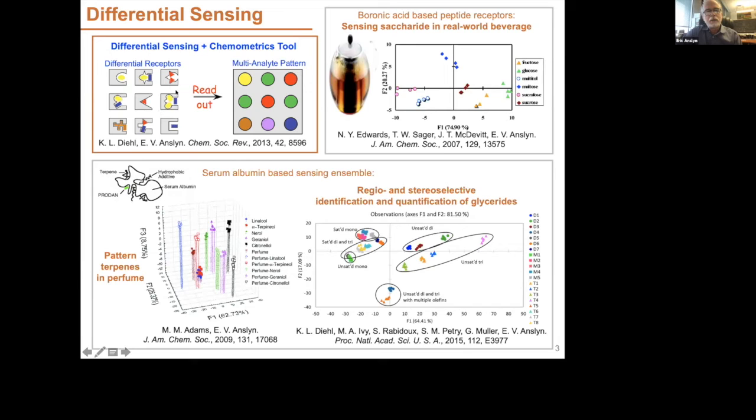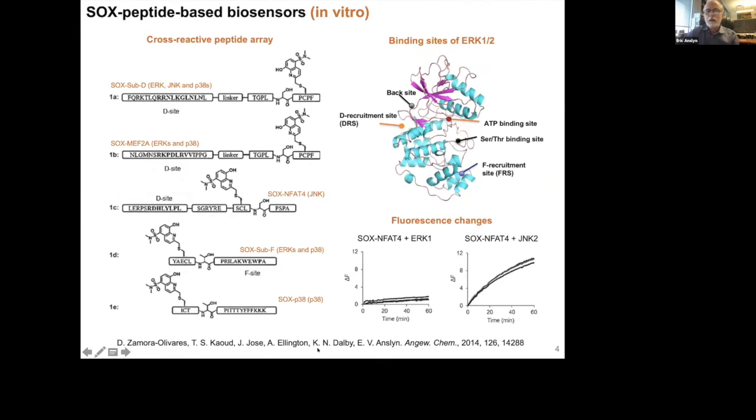None of these particular receptors are selective for any one analyte. Instead, as implied by this cartoon, they're all cross-reactive. And when they cross-react, they give an optical pattern where that pattern is interpreted by chemometrics in the form of score plots. These are principal component or linear discriminant score plots that allow us to classify either what lipids are in adipocyte extracts, what tannins are in teas, etc. I'm going to employ that same technique to kinase activity.